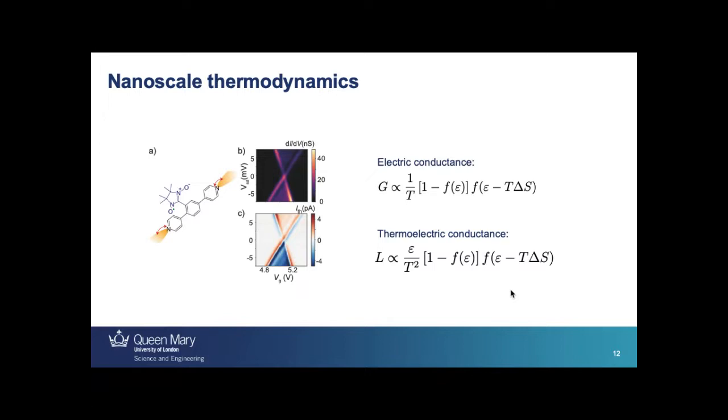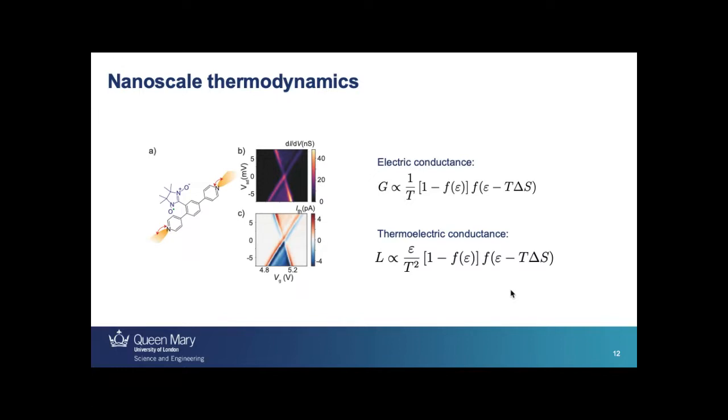So again, what we did was we first measured the conductance as a function of bias voltage and gate voltage. Again, it looks the same, different color scale, but it's the same thing. So you get regions where there's no conductance, where there's Coulomb blockade, and then regions in between where you do get conductance. And we also looked at the thermal current.